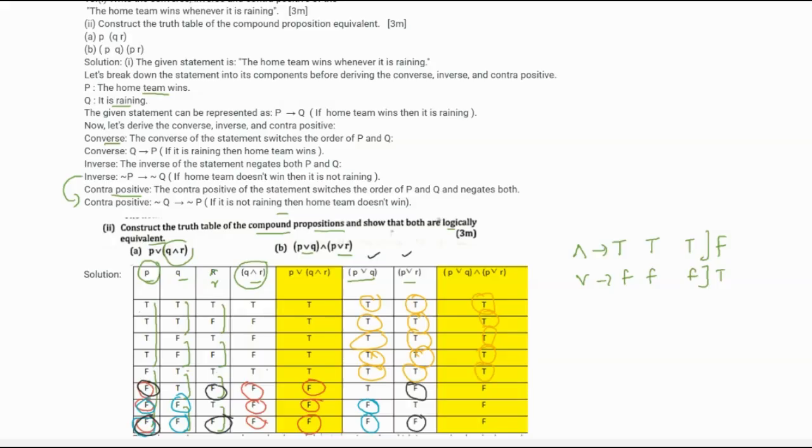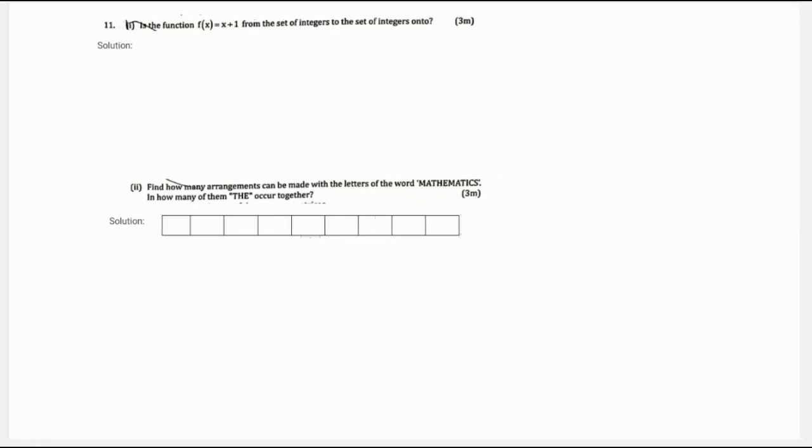Then T and F, it is F. F and T, it is F. F and F, it is F. Therefore, now compare both the answers, that is this answer and this answer. If the answers are similar, it means they are logically equivalent. Therefore, it is a logically equivalent proposition.